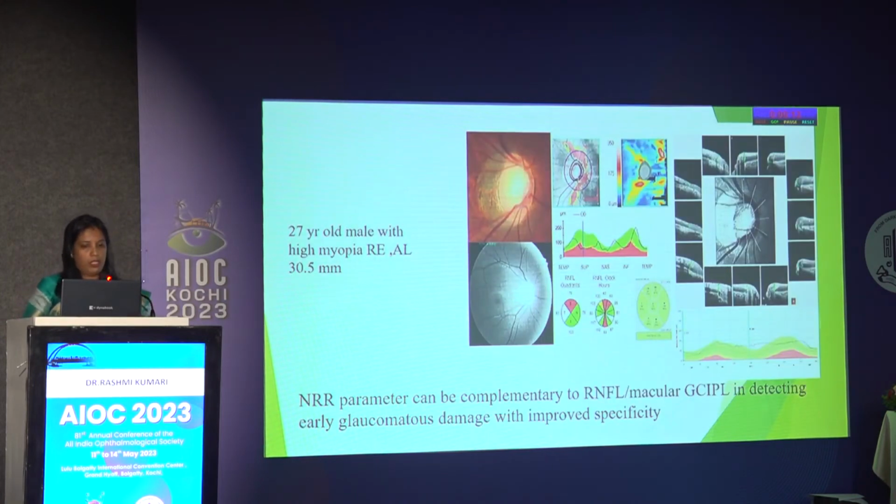But what about this? This is an abnormal-looking disc, but there are no RNFL changes in clinical examination as well as red free light, but you are getting some red areas in the deviation map as well as the Tisnit graph and quadrant map. But when you do a BMO MRW, this patient is absolutely within normal limits. So these are the situations when these parameters come to our rescue. Otherwise, this patient would have undergone management for glaucoma for the rest of his life. So NRR parameters can be complementary to RNFL or macular GCIPL in detecting early glaucomatous change with improved specificity.